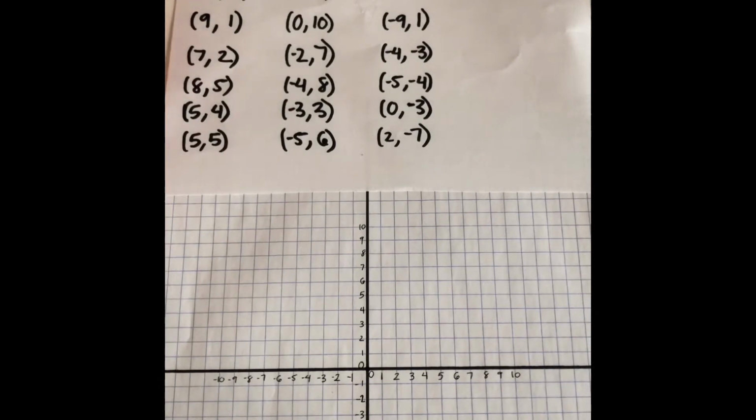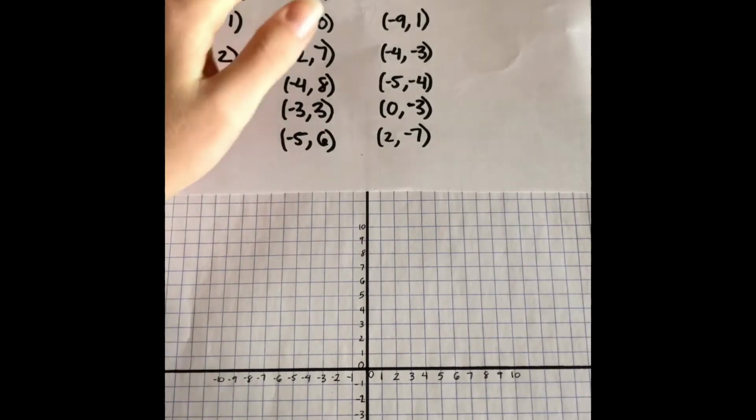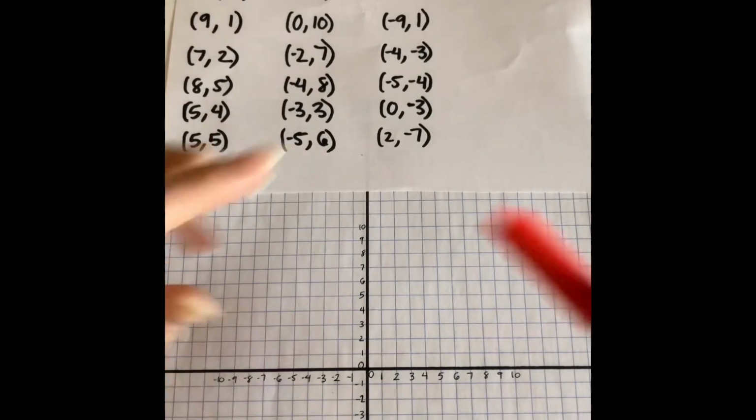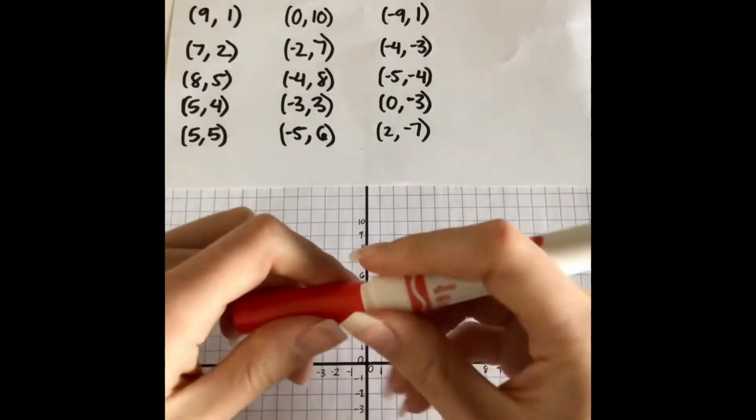I'm going to be starting up here. These are all of our pairs. I'm going to be going down the rows like we would read a book from left to right, and then we're going down each row. So I'm going to start here with 1, -3, and I'm going to go ahead and plot that point on my graph.